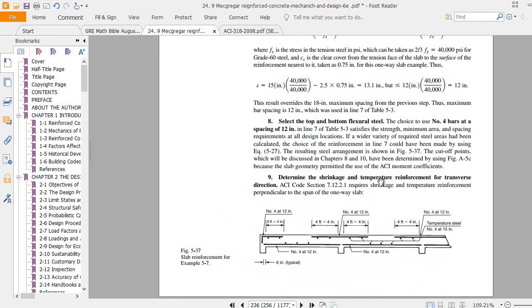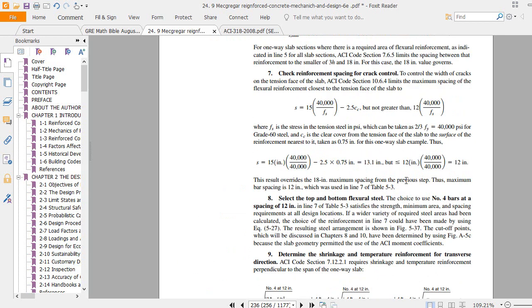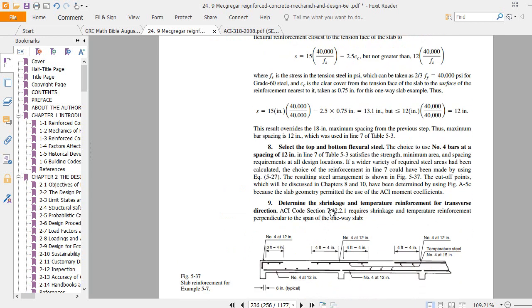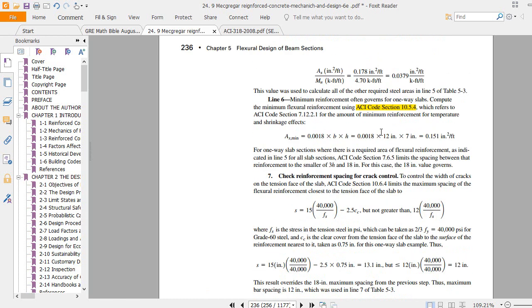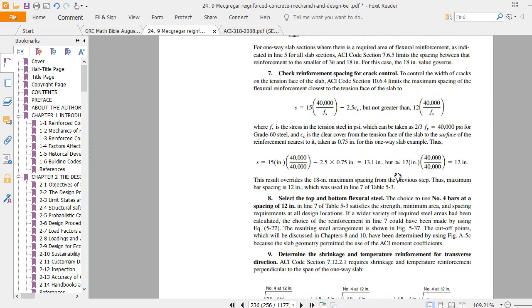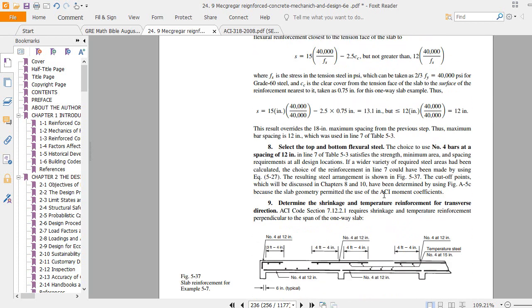The shrinkage reinforcement is the same reinforcement. This is also from the ACI code 7.12.2.1. Basically we will provide the minimum reinforcement for shrinkage, and the minimum reinforcement is 0.0018. For that purpose they are using number 4 bars at the rate of 15 inches.